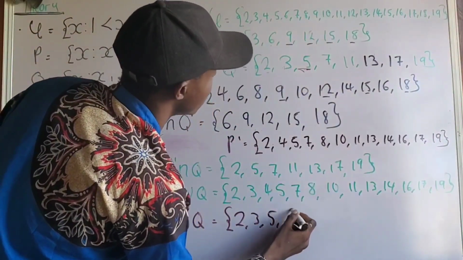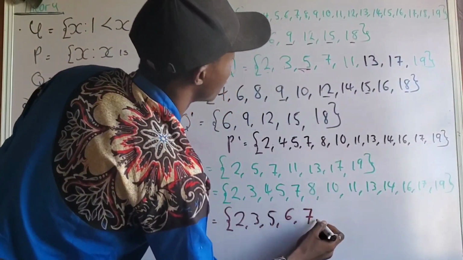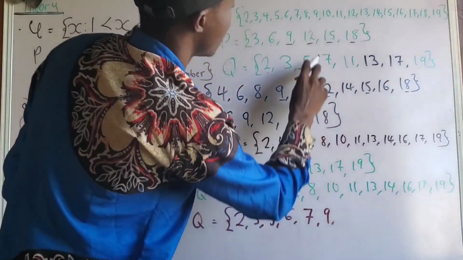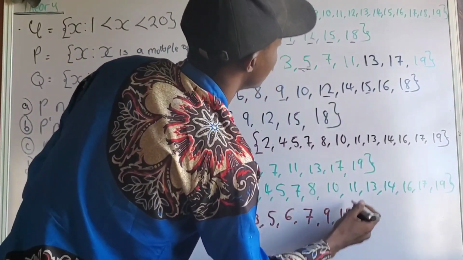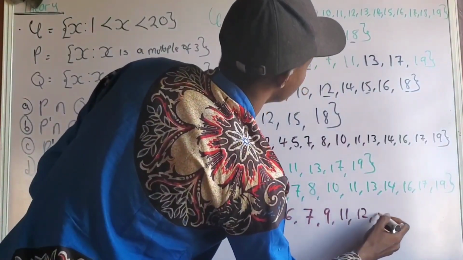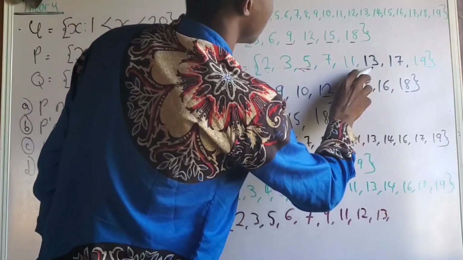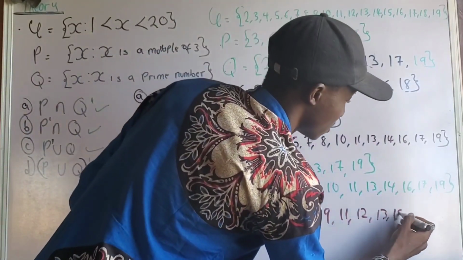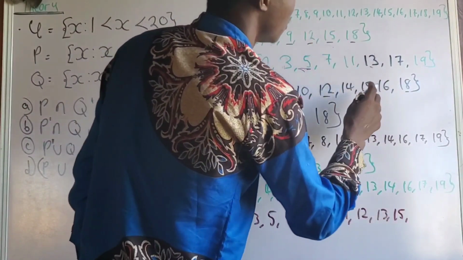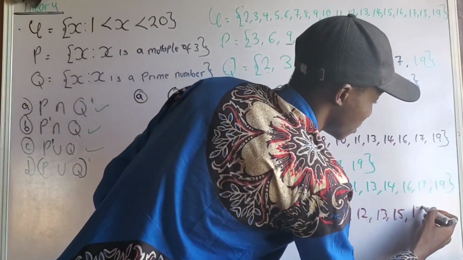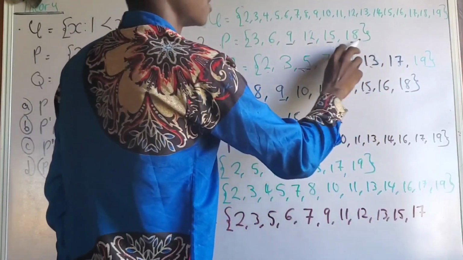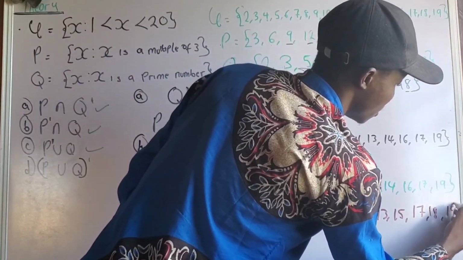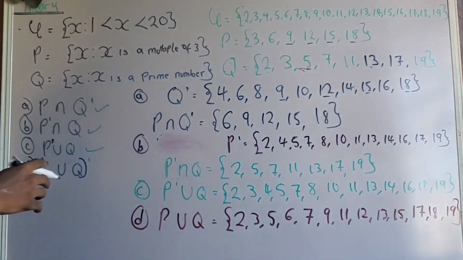5, followed by 6. We have 7. After 7, we have 9. Then after 9, we have 11. Then 12, 13. 14 is not present in any. So let's put 15. After 15, there is no 16. Put 17 because 17 is present here. After 17, we have 18, then 19. Okay, so this is P union Q.